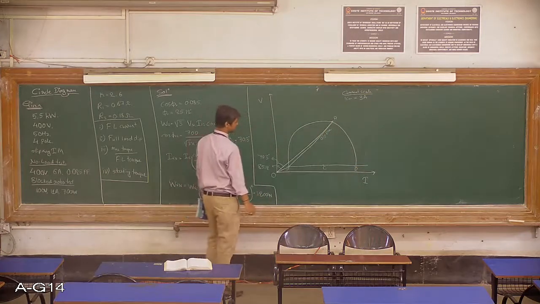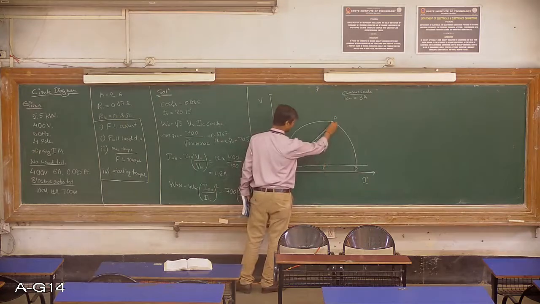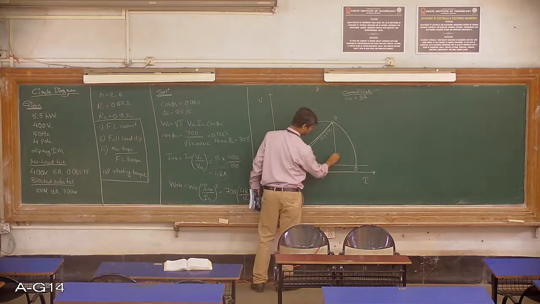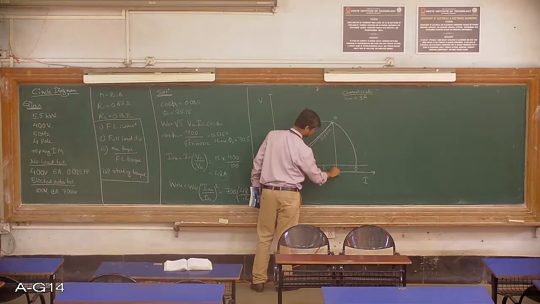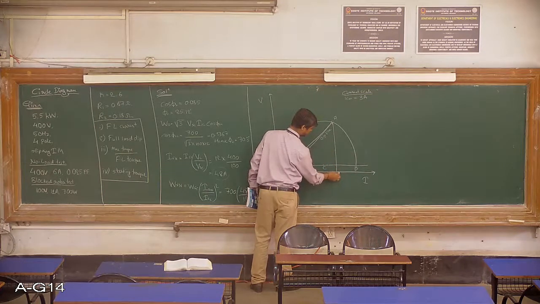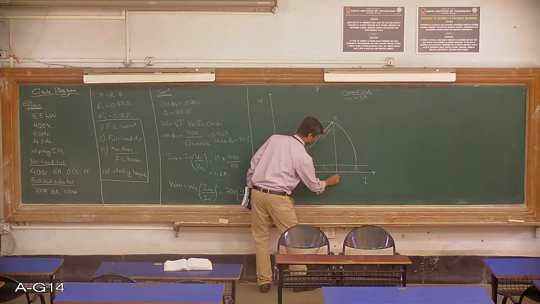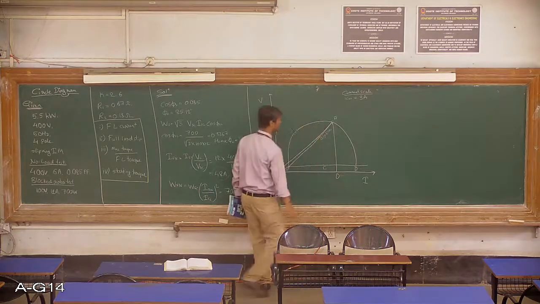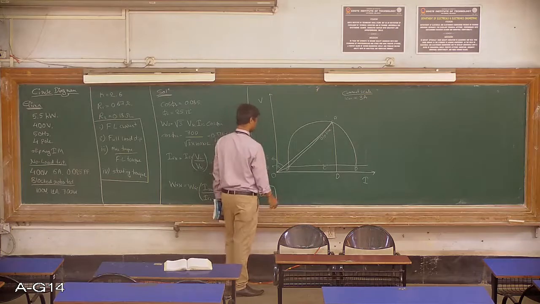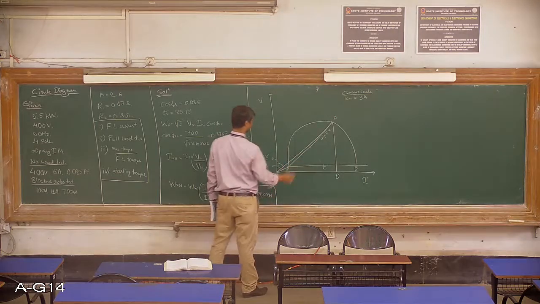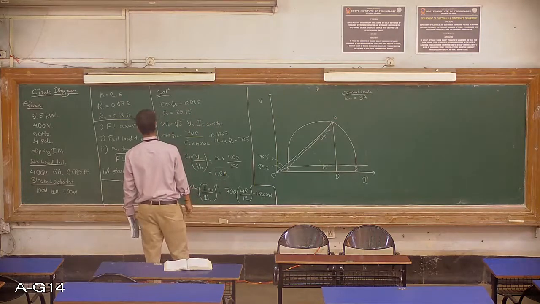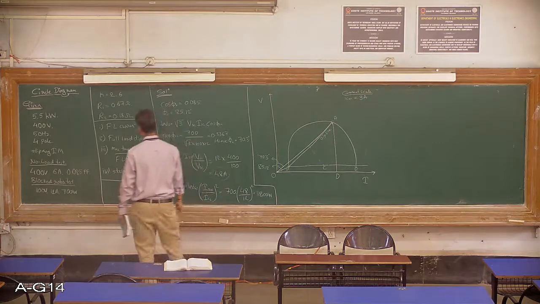Then from the point A, draw a vertical line down till it reaches the horizontal axis, and name this point as point D. This is point D. Now this is about drawing the circle diagram. After this, we can start calculating the points which they have asked.